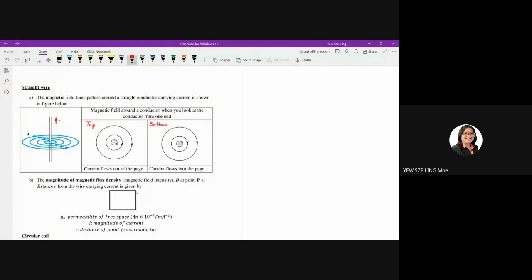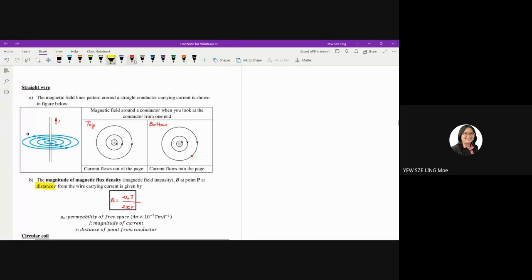All right, now the magnitude of magnetic flux density B at point P, at a distance r from the current carrying wire conductor, is given by, for example, let's say you have a point P at this position. The way to determine the magnitude is by using B equals mu naught I over 2 pi r.